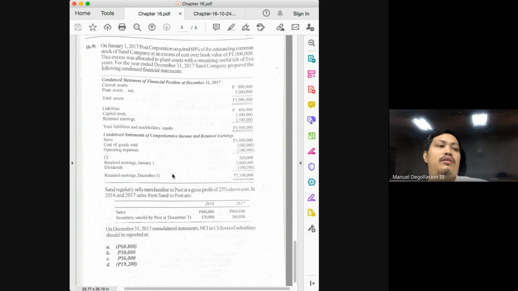But one thing that's important to remember, class, is that it will always be based on the adjusted income. So what is given here is the balance sheet of, whose balance sheet is this? Sun, who is our subsidiary. We're given both the balance sheet and the income statement, or the statement of comprehensive income. We have here sales, cost of goods sold, operating expenses, and comprehensive income of 200,000.